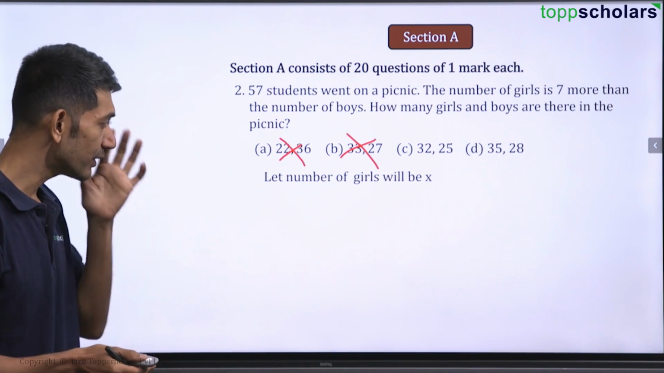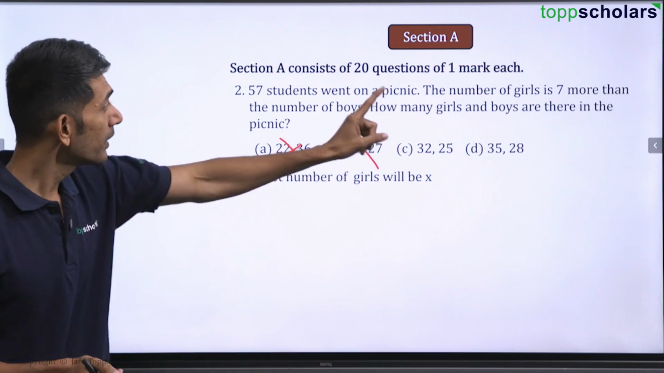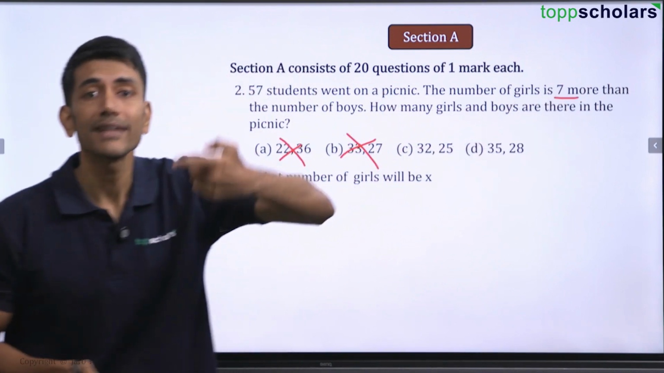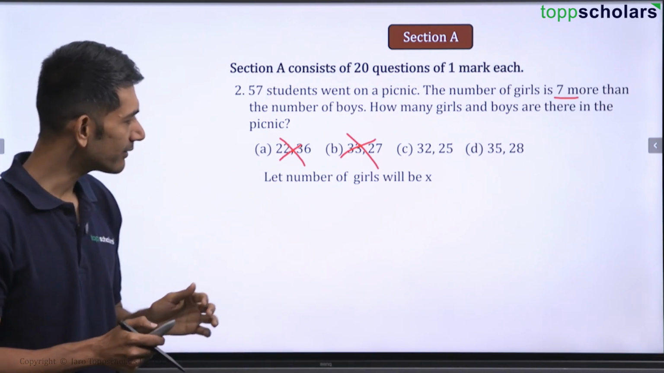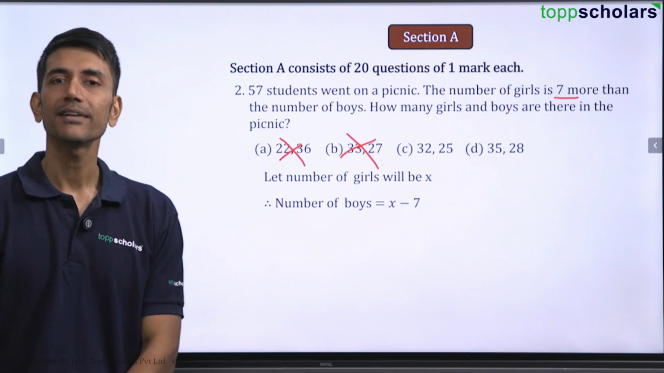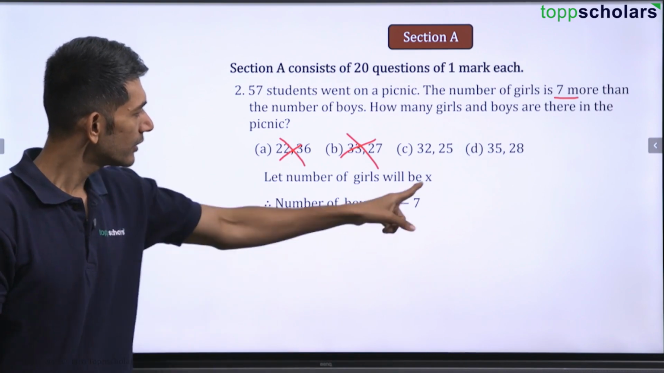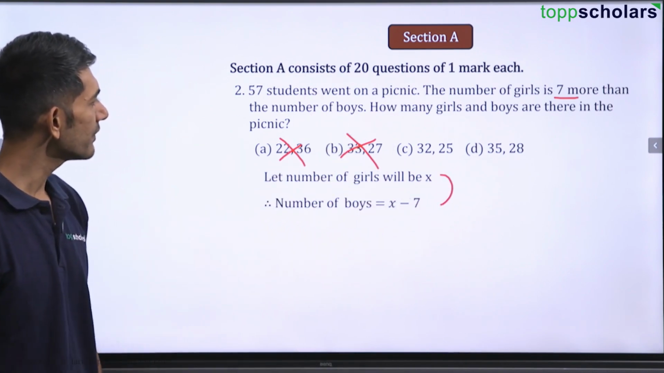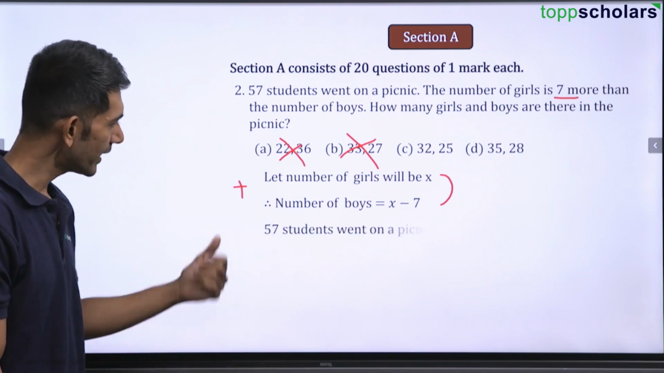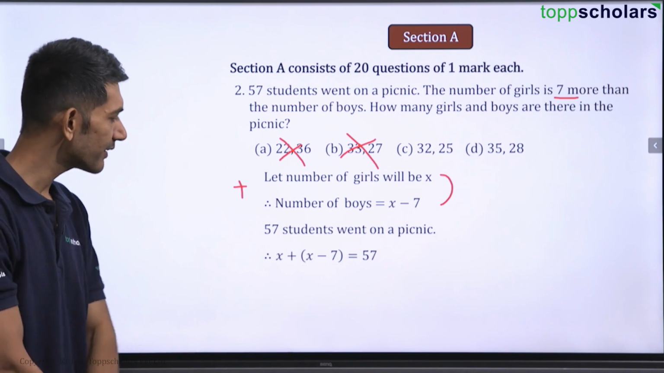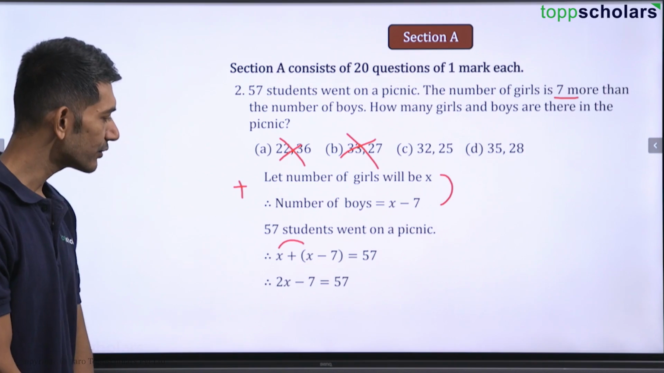So if you see very carefully, what we can do is we can take some variable, let the number of girls be x. Now number of girls is 7 more than boys. That means number of boys are less. So can I say the number of boys are going to be x minus 7? Correct? Boys are less, girls are more by 7. The total is how much? The total is 57. So I'll just add both of them. The addition is 57. So let us do that. x plus x minus 7 is equal to 57. x plus x is 2x. So 2x minus 7 is equal to 57.